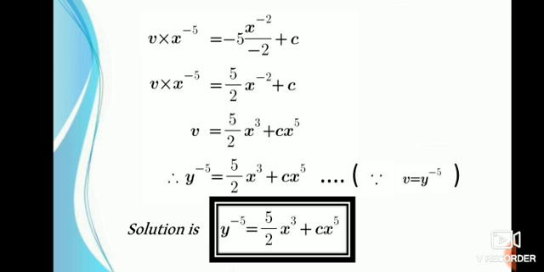This equation dividing by x raised to minus 5, then the equation becomes v equals 5 by 2 x raised to 3 plus c into x raised to 5. Therefore, putting the value of v equals y raised to minus 5, y raised to minus 5 equals 5 by 2 x raised to 3 plus c x raised to 5. The solution of the given equation is y raised to minus 5 equals 5 by 2 x cube plus c x raised to 5.